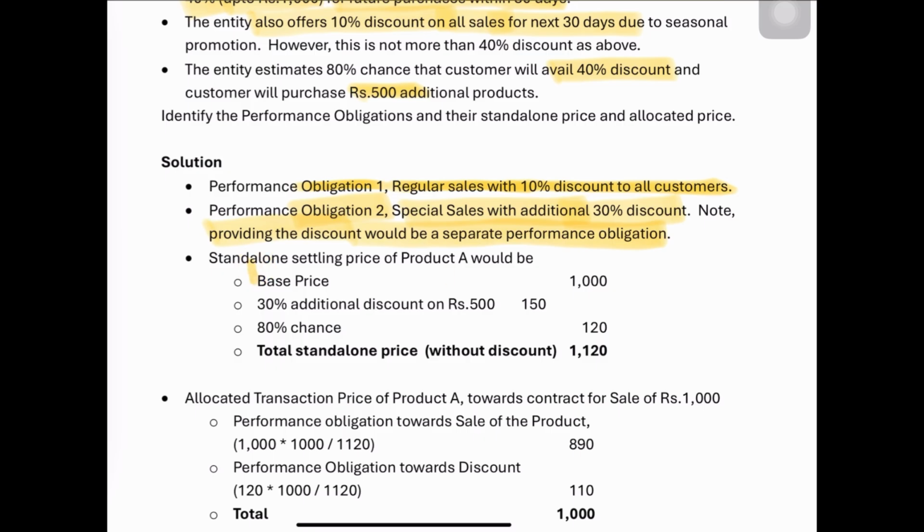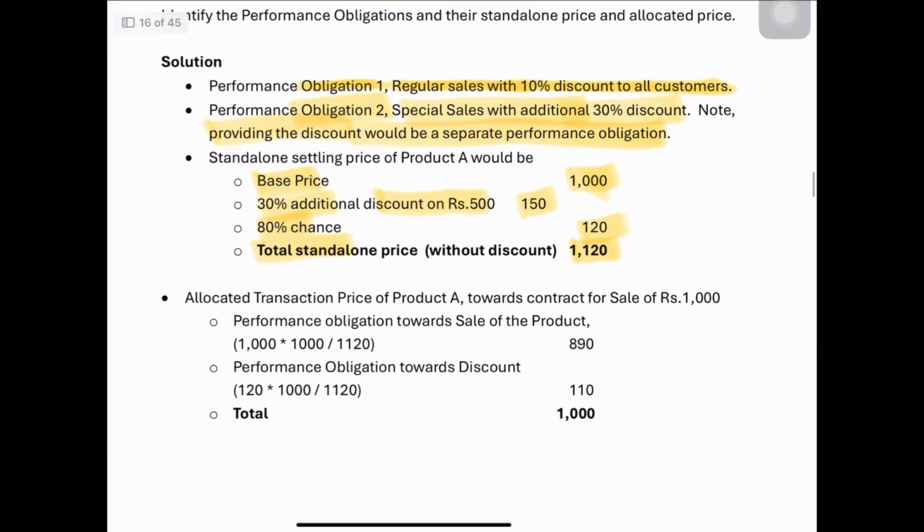Now we'll see how the standalone transaction price can be determined. Assume the base price is 1000 rupees and a 30% additional discount on 500 rupees, because the entity estimates only 500 worth of orders will be repeated using this special discount scheme. So 30% on 500 would come to 150. But the chance to get this repeat order is only 80%, so 80% of 150 comes to 120. So the total standalone price without discount would be 1120.